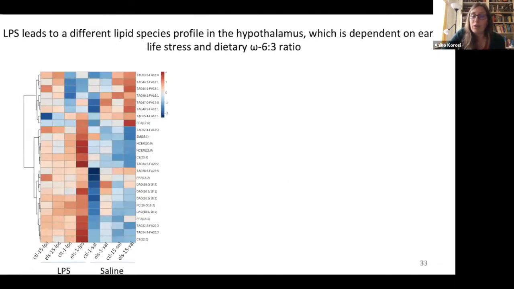Then we looked even in response to LPS, which was a group that we were doubting whether to include or not, and we included it out of completeness, but what we find was quite remarkable. Even 24 hours after LPS, we see that the lipid profile of the brain is different compared to the saline group. We are still trying to understand what exactly can be going on within such a short time frame after LPS to lead to such big changes in this lipid profile.